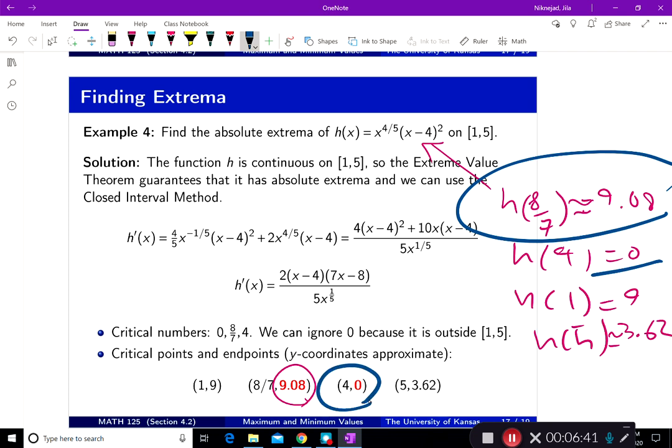So x equal to 4 and 0 gives you the minimum, and 8 over 7 and 9.08 gives you the absolute maximum point for this graph.